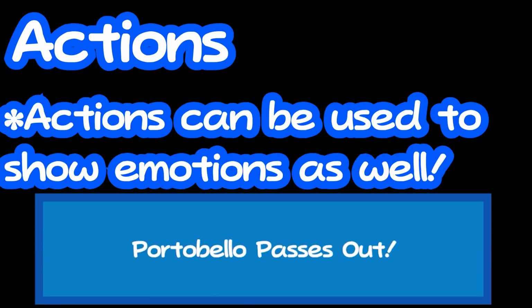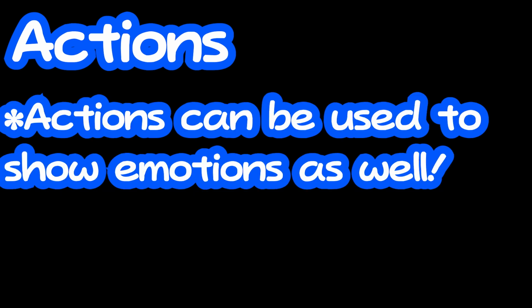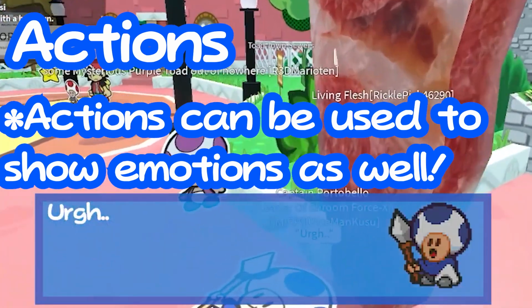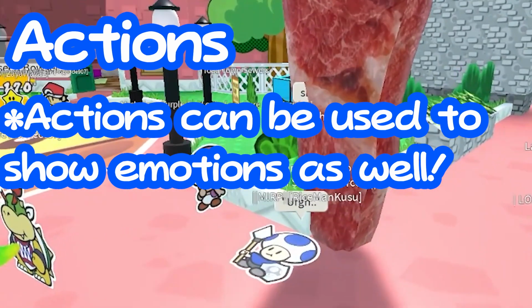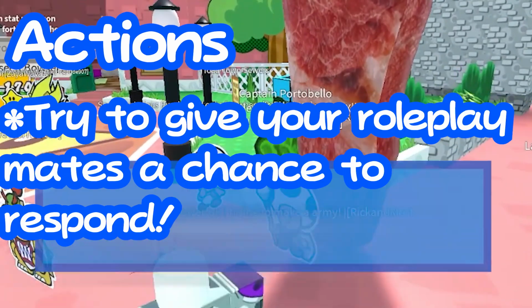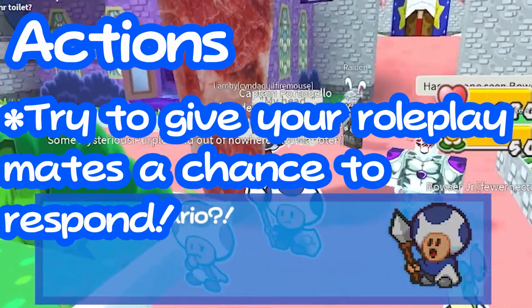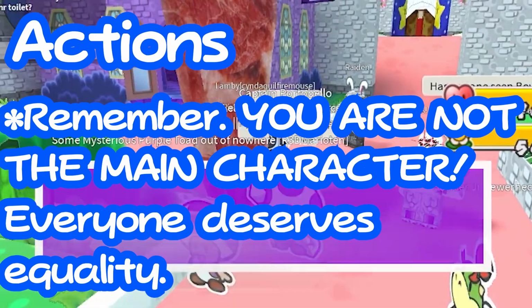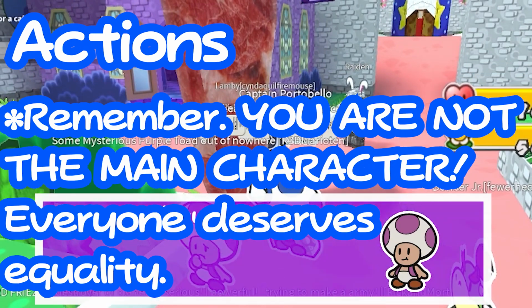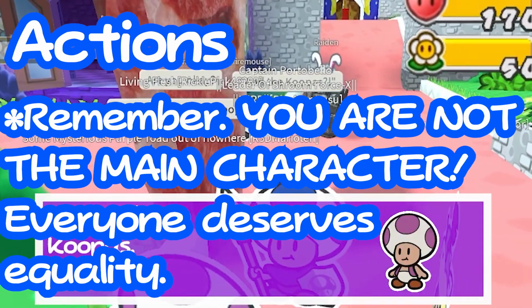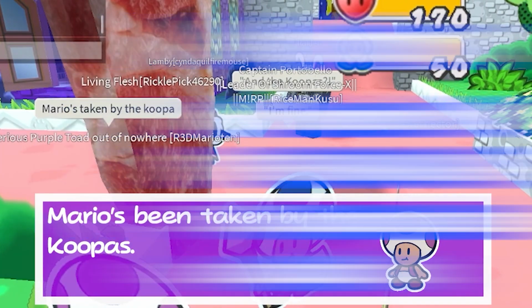Actions don't only have to be used for combat. You can use actions to establish how your character feels. Like if you say, I get a tired look on my face, it establishes to your roleplay mates that your character is tired. Anyways, I'm always about keeping the roleplay moving forward, and if it seems like me and the people I'm roleplaying with don't really have anywhere to go, I try to make something to keep the story moving. If you're roleplaying with someone who you don't want to roleplay with, remember you can always just avoid them.